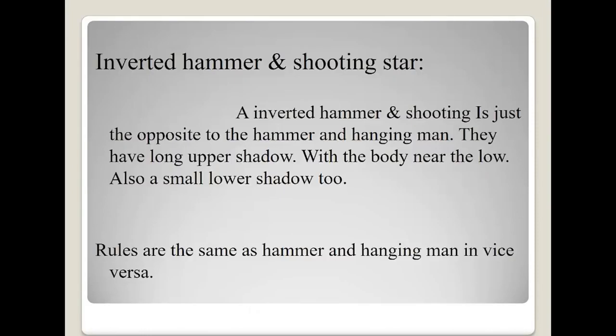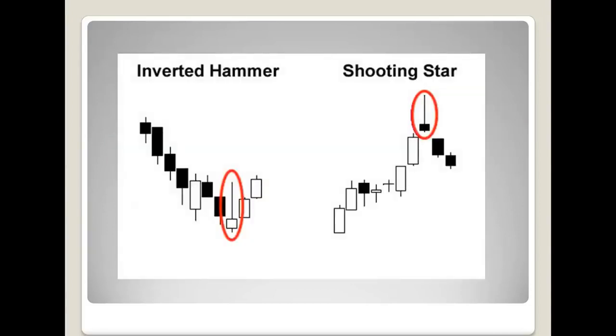Alright, so we'll get to the next part. The next subject we are going to see is the inverted hammer and the shooting star. Let's see what an inverted hammer and a shooting star are. From this picture, you can see that the inverted hammer is just the opposite of a hammer. The hammer had its body at the top, and the inverted hammer is just the opposite, where the body should be at the bottom. So for an inverted hammer, the body should be at the bottom, whereas a hammer's body will be at the top.